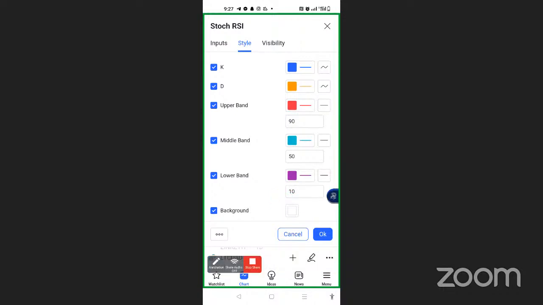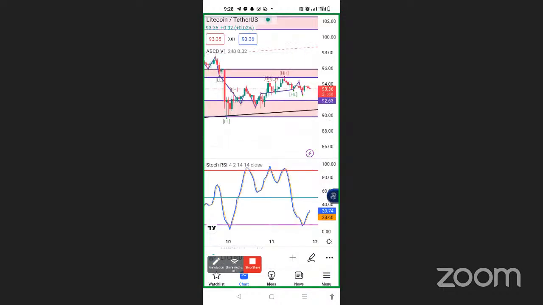So someone could take a screenshot. We do not change the visibility of any indicator. After that, we tap on these three dots, save as default, and press OK. And this is our indicator on the screen. This line is at 90, this line is at 50, and this line is at 10.